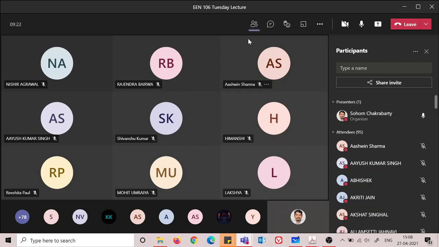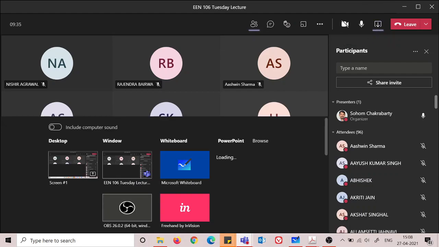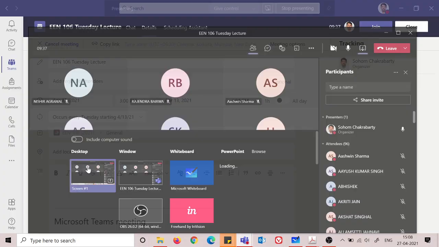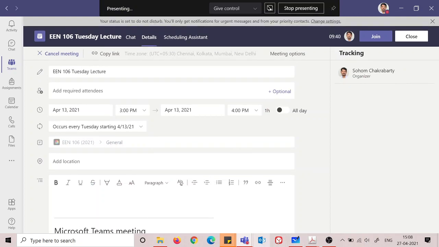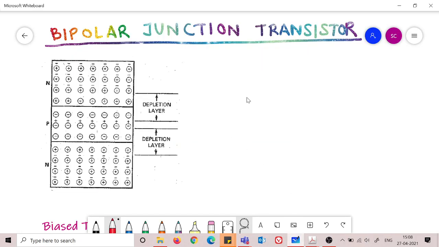But if there is nothing like that, we will proceed to the successive topics. So the next topic is transistors, and transistors are of several sorts of construction. First we would be talking about the bipolar junction transistor. So as you can see in the screen, this is a bipolar junction transistor.